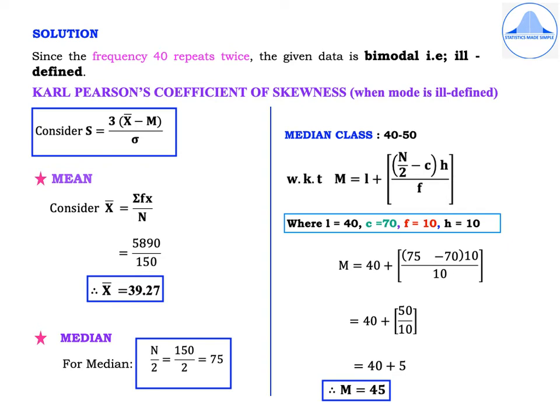Then use the formula m equal to L plus N by 2 minus C into H divided by F. Where L is equal to 40, C is equal to 70, F is equal to 10 and H equal to 10. Substituting, we get m equal to 40 plus 75 minus 70 into 10 divided by 10, which simplifies to m equal to 45.